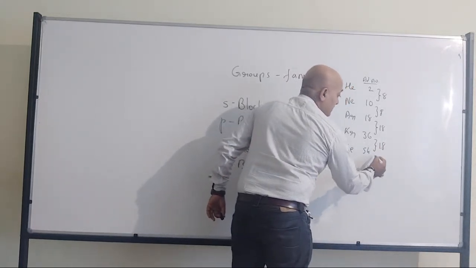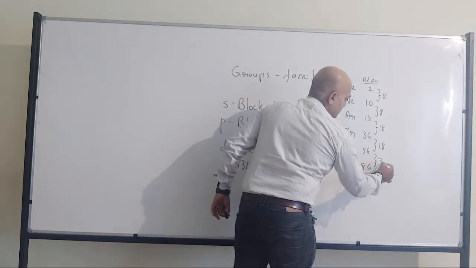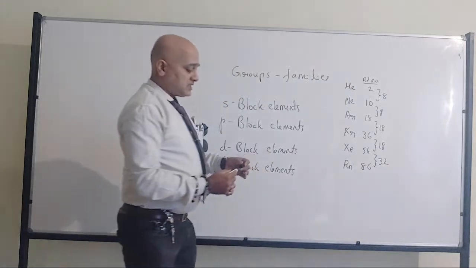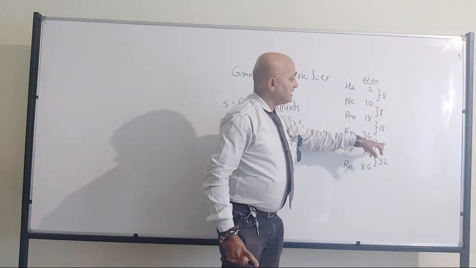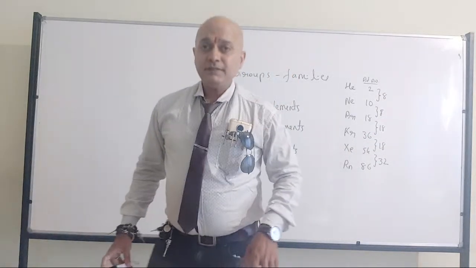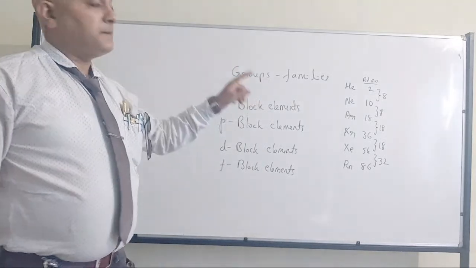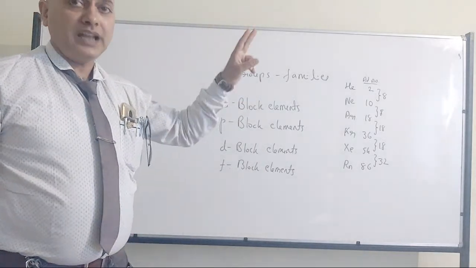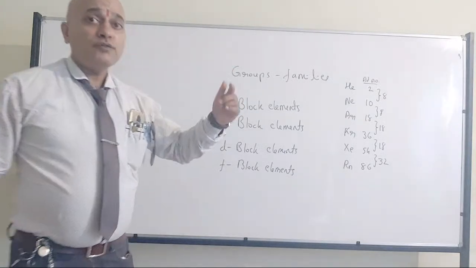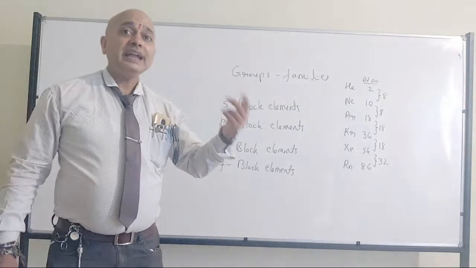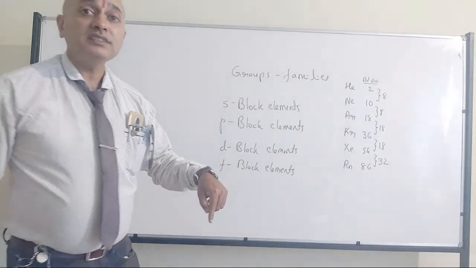Now add 32 to 54, then it will become 86. Right? So that's where we have the difference of 8, 8, 18, 18, 32. Because when it comes to period, the first period can accommodate 2 elements. The second and third periods will have 8 and 8. The fourth and fifth periods will have 18 and 18. And the sixth and seventh periods will have 32.